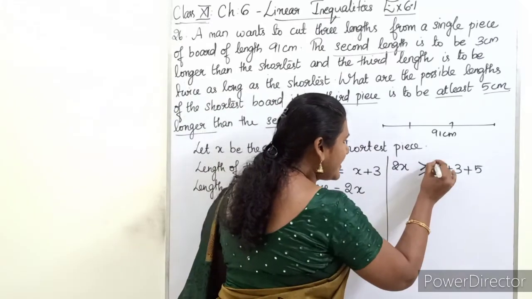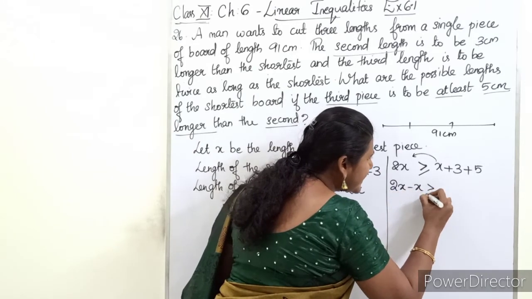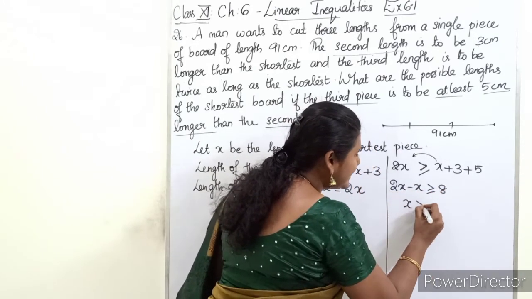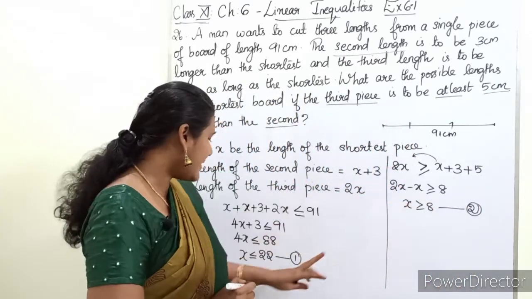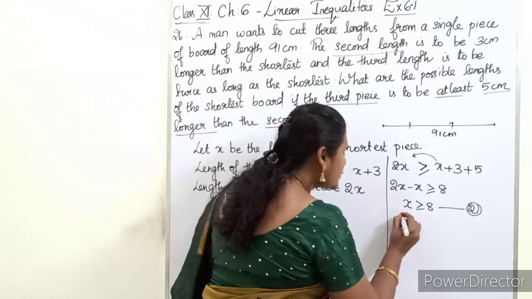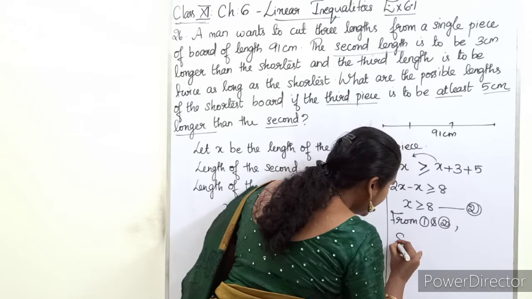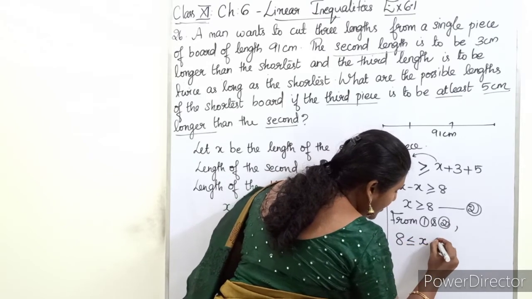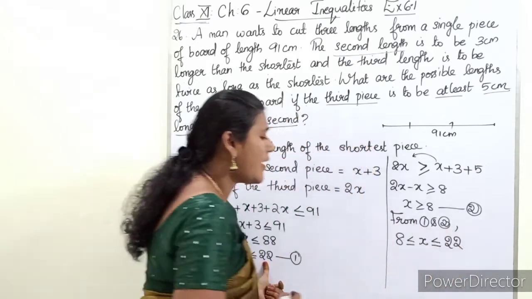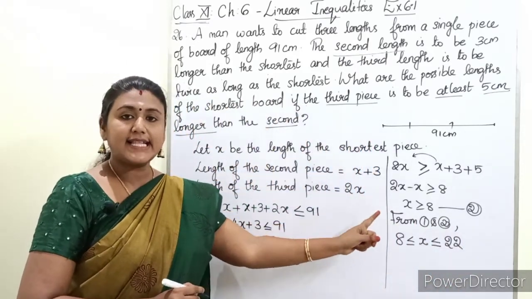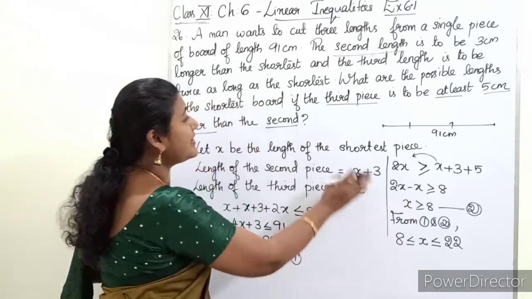Now we will simplify this. We take x to the left side, so 2x minus x is greater than or equal to 8. So x is greater than or equal to 8. This is the second inequality. Now we combine these two inequalities. From inequalities 1 and 2 we can write 8 is less than or equal to x is less than or equal to 22.